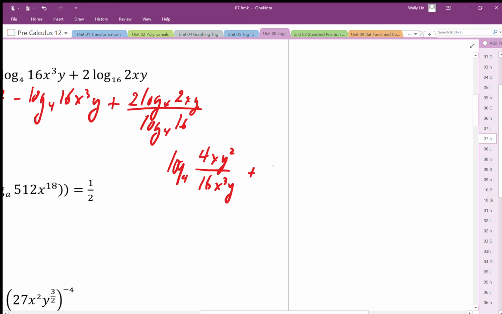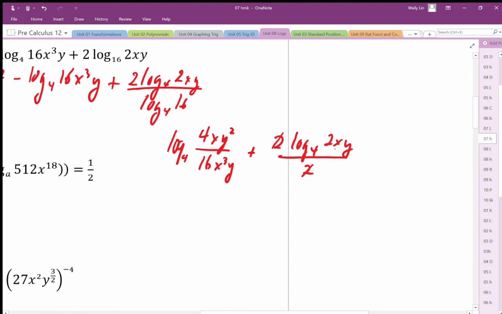plus 2 log base 4 of 2xy over log base 4 of 16, which is 2. So what ends up happening is those 2's cancel out. And so now I can combine this all together. I'm going to simplify in this next step here. So log base 4, this is going to be y on top, I've got x squared on bottom and an extra factor of 4 on the bottom, plus log base 4 of 2xy.